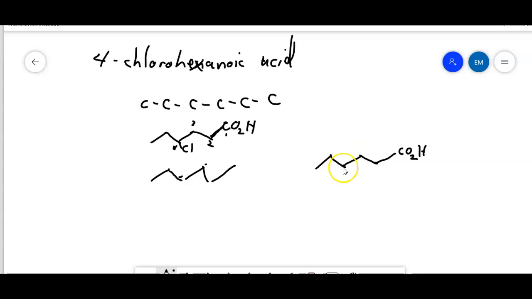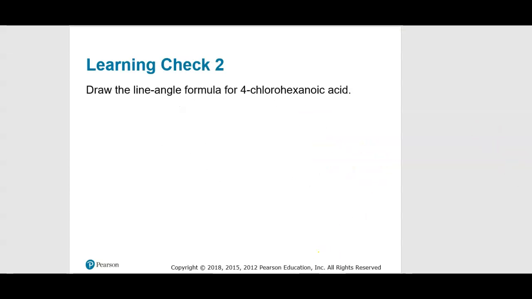One, two, three, four. Okay, so that's Cl. Okay, it should look something like that. And of course, you've got the drawing programs on the Pearson site, which I know are a little unwieldy, but you can actually come up with a much neater setup than this. And we get that. And that's pretty much what we had. So that's the line angle. And just like that, we're done with section 14.1.